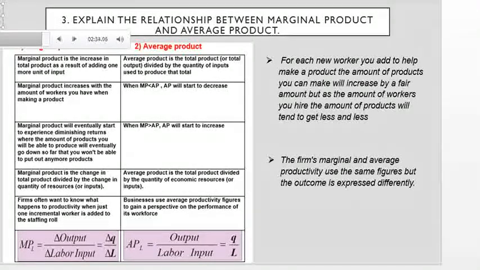More importantly, we need to know that for each new worker you add to help make a product, the amount of products you can make will increase by a fair amount. But the more workers you hire, the more the amount of products will tend to get less and less. The firm's marginal and average productivity use the same figures, but the outcome is expressed differently.